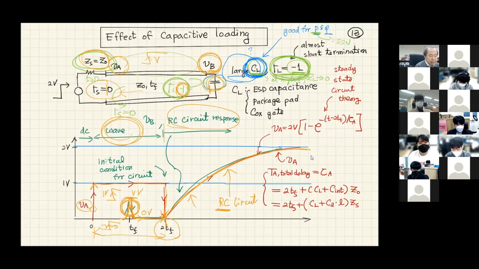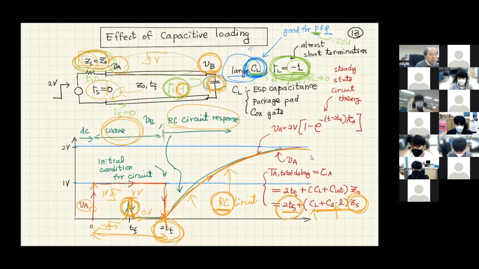And this RC type of time delay will be controlled by the source impedance 50 ohm plus twice, of course, we have the twice of flight time. That is the first component. Second component is this loading capacitance and the transmission line capacitance multiplied by source impedance.